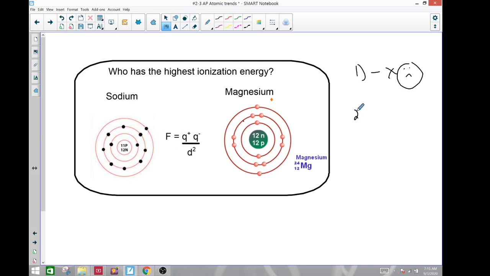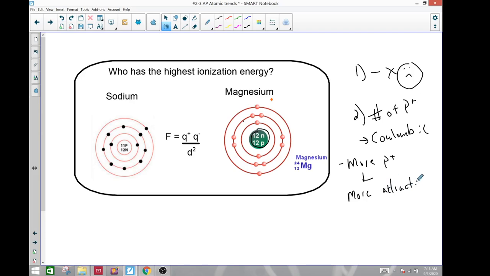Number 2, we're looking at number of protons. Now again, I prefer to just use Coulomb's law. Use Coulombic attraction to explain this. Electrons are at the same distance, all right? But this guy just has more protons. So more protons yields more attraction. More attraction. And therefore, a larger force is needed to remove the magnesium electron, not a huge amount, but some.